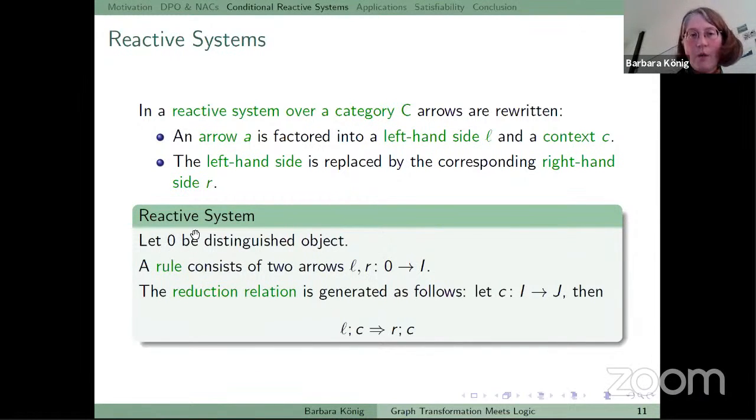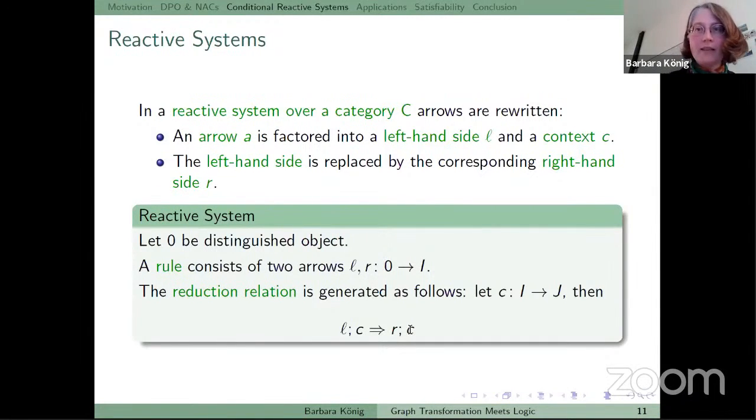So you start with some distinguished object 0, which you can think of as the empty graph or some empty thing. And a rule consists of two arrows, L and R, going from this distinguished initial object to some object I. Then the reduction relation is: pick a context, which is just some arrow from I to J. Composing L with C and R with C, you get a rewriting step that transforms LC into RC. Or in different words, you can rewrite an arrow if it decomposes into L and C, and then by rewriting you get R and C. That's all.